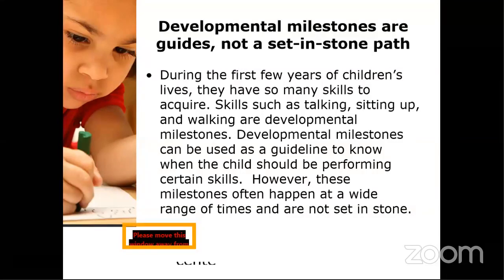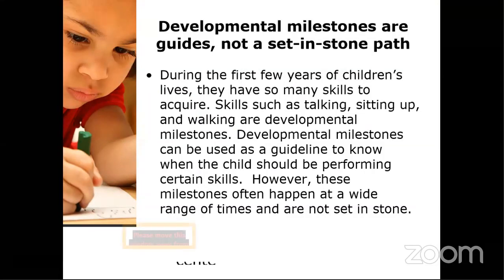When you talk about developmental milestones, they are guidelines. They are not a set stone path. It's not like every child will reach the developmental milestone at this age only, at this kilometer. If you travel 5 or 7 kilometers, you will reach the bus stand, but it's not like that for every child.